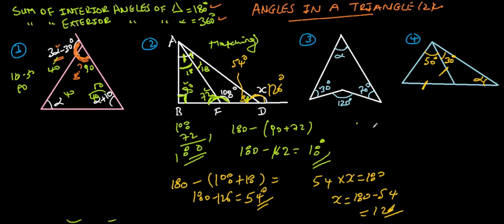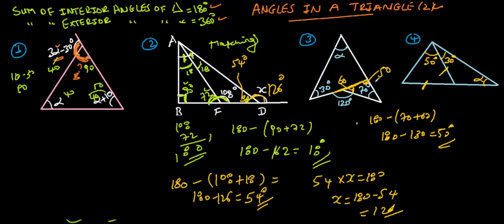After finding this one, for the third one, if you extend this one just like this, then this angle will be 60 degrees, because it will be 180 degrees in total. Then we can find this one: 180 minus 70 plus 60, that means 180 minus 130, which is 50 degrees. So this one is 50 degrees.